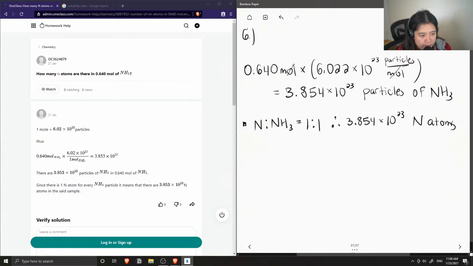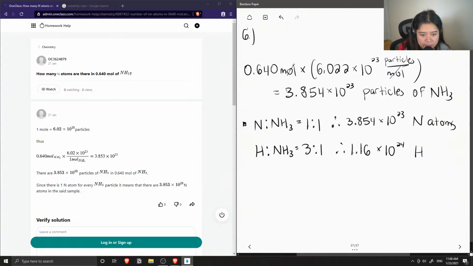Okay, so let's say we wanted to calculate how many hydrogen atoms there are in 0.64 moles of NH3. If we wrote out the ratio of hydrogen to NH3, you'll see that the ratio is 3 to 1. So we just need to multiply this value by 3, and you get 1.16 times 10 to the 24 hydrogen atoms. But the question only was interested in nitrogen, so I'm just going to put this in a box.